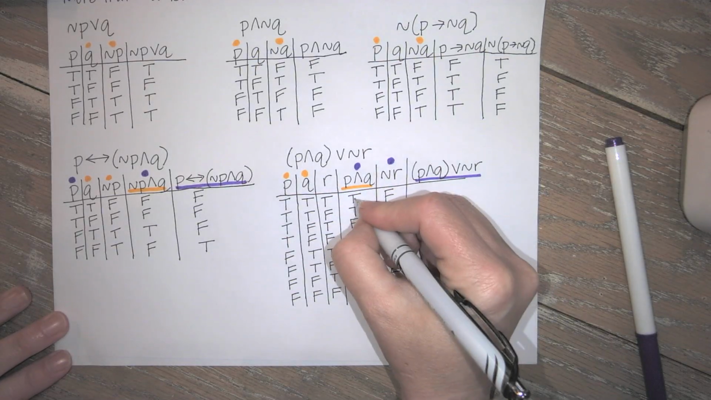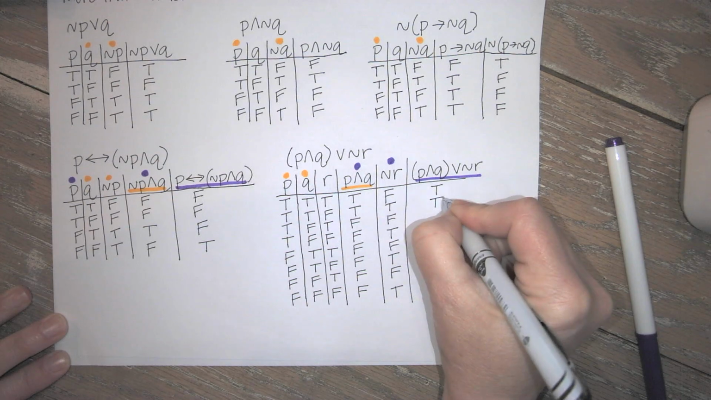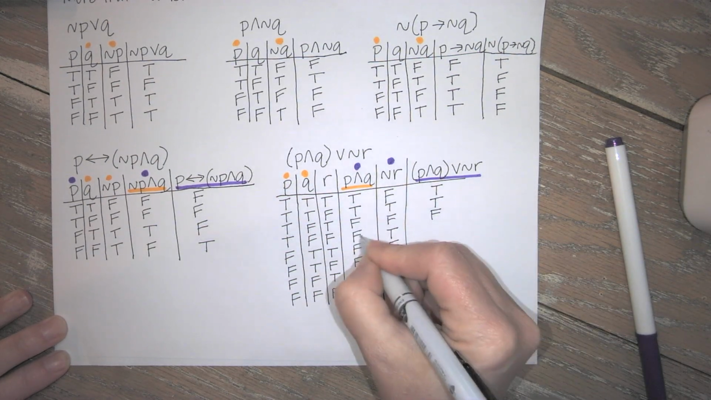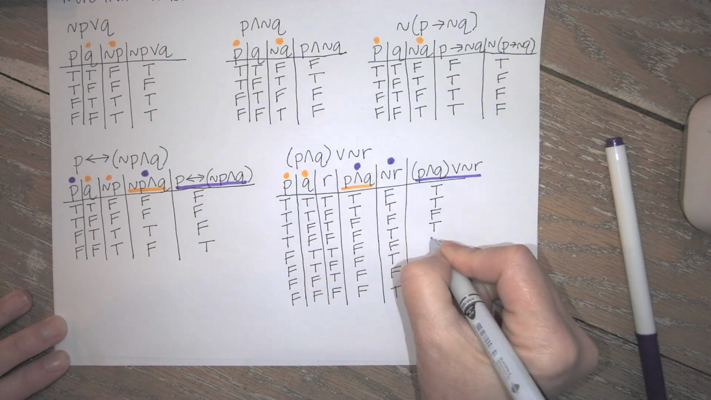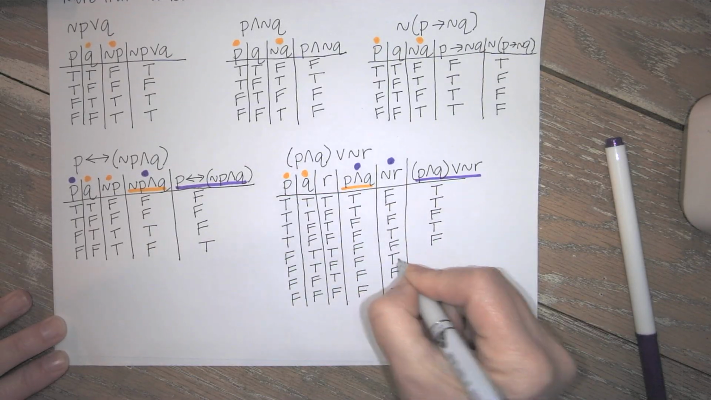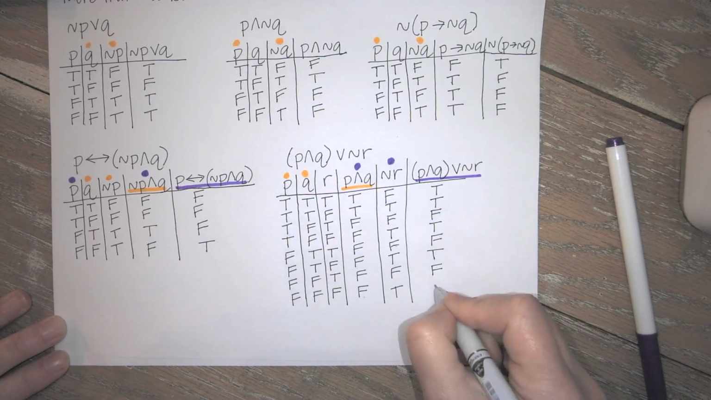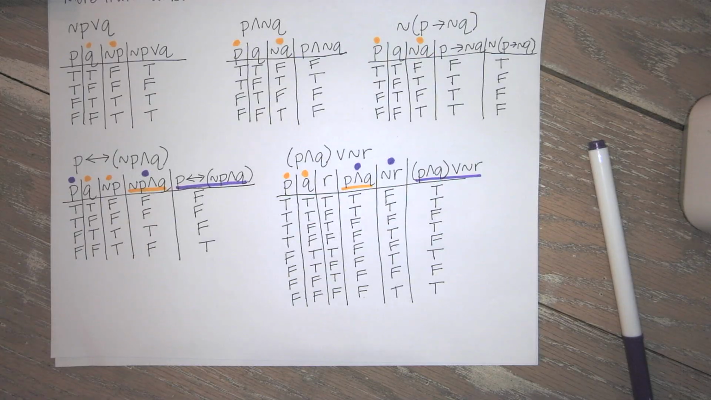All right, so here we've got at least one part true. That's true. Here we're true. These are both false, so that's going to be false. Here, as long as we have one true, we're good for true. Both false makes it false. This one will be true. Both false makes it false. And this one will be true. And this is your answer column.